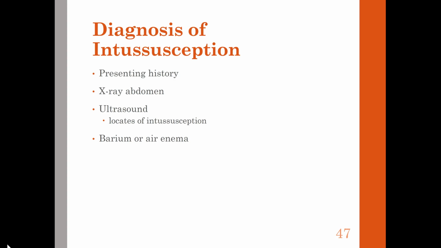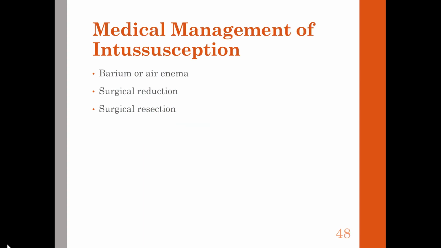And then they're going to do a barium or an air enema, and that is diagnostic, or it can actually fix it because the air enema pushes the intestine back to normal. So you fix the problem by also diagnosing it. We just talked about how to manage it with the enema. They also may do surgery.